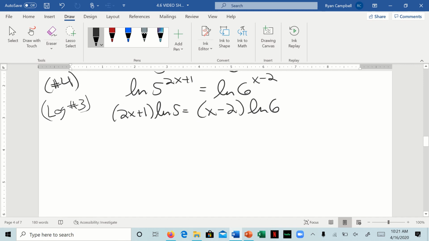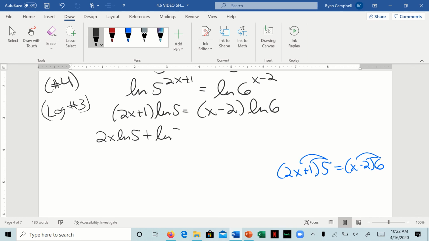All right, a lot of times people just get super confused. This natural log just messes people up for some reason. A lot of times students are just like, I have no clue where to go with this, but by this point, this is super easy. How would you solve a problem that looked like this? Most people would be like, oh, I would just distribute, right? And that's what we're going to do here. So we get 2x times the natural log of 5 plus the natural log of 5 is x times the natural log of 6 minus 2 times the natural log of 6.